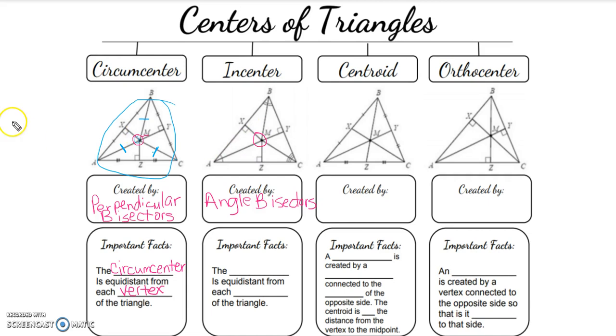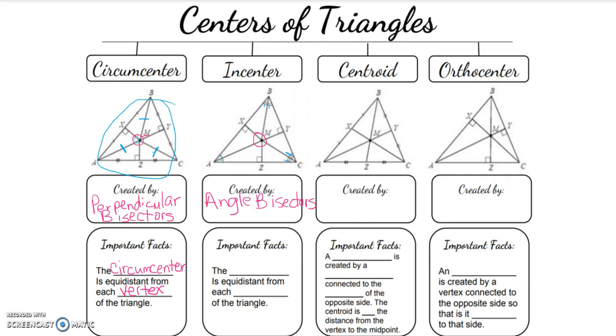So what does that mean? That means when I split B into the two equal angles, it goes right through M. When I split C into two congruent angles, it goes right through M. And when I split A into two equal angles, it goes right through M. So all of those points of intersection from the angle bisectors create M.